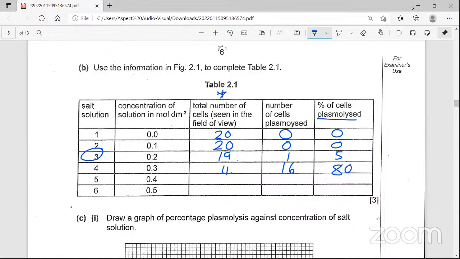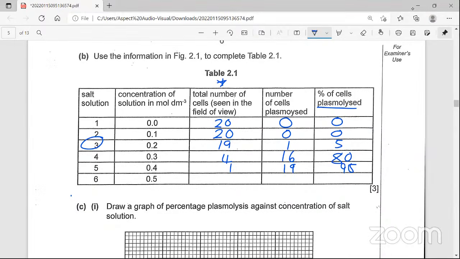Then the number of cells for solution 5. And then the number of cells plasmolized? 19. What is the percentage? And then the last one? 20, 0 here. 20. And then? 100. Please, guys, please don't confuse. Look at what it's asking for you in the table there. Please take notes. Are we together?